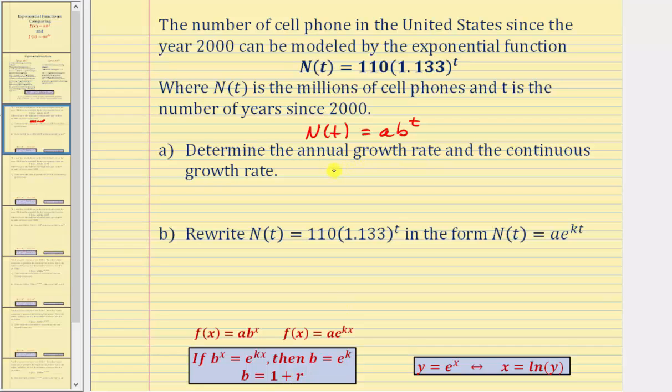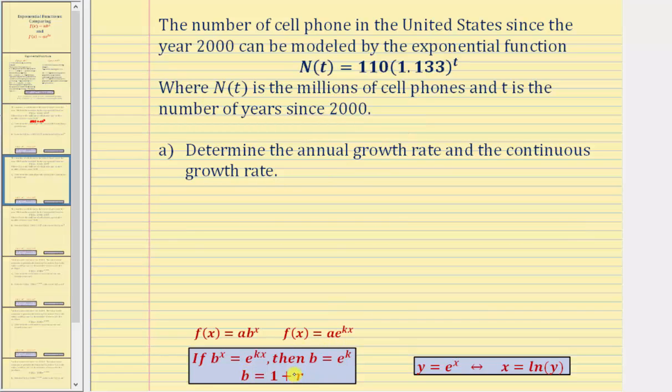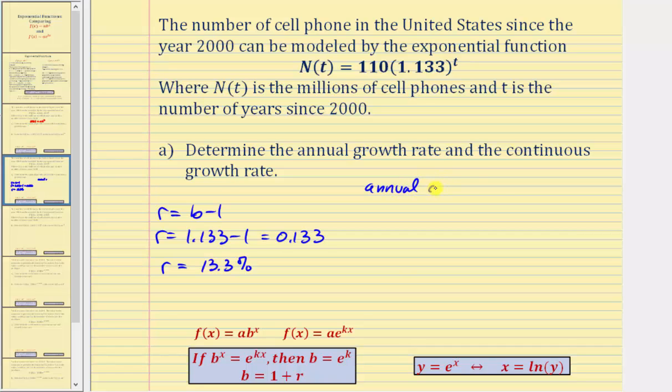We'll have to perform some calculations to determine the continuous growth rate, which would be the value of k in this form. So because b is equal to 1 plus r, we can also say that r is equal to b minus 1. And here the base is equal to 1.133, so we can say r is equal to 1.133 minus 1, which equals 0.133. So the annual growth rate is equal to 13.3%. Let's go ahead and write this down. The annual growth rate is 13.3%.